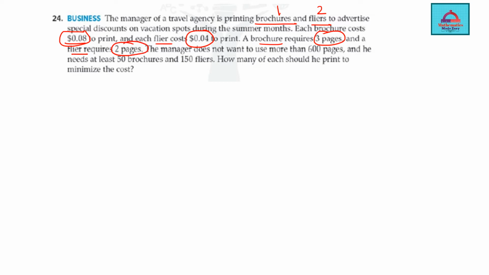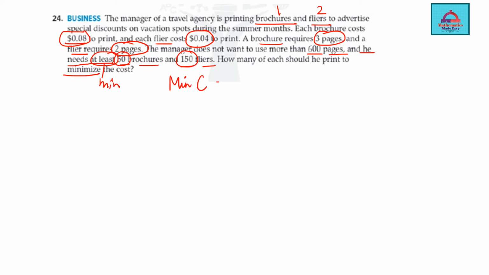So we are underlining, highlighting all these numbers given. The manager does not want to use more than 600 pages. So there's a restriction on the maximum number of pages here. 600 is the maximum. Less than that is allowed, but not more than that. And he needs at least, which means minimum, 50 brochures and 150 flyers. So this is also another condition that we will use to write the constraints. How many of each should he print to minimize the cost? So this is a minimization linear programming problem.